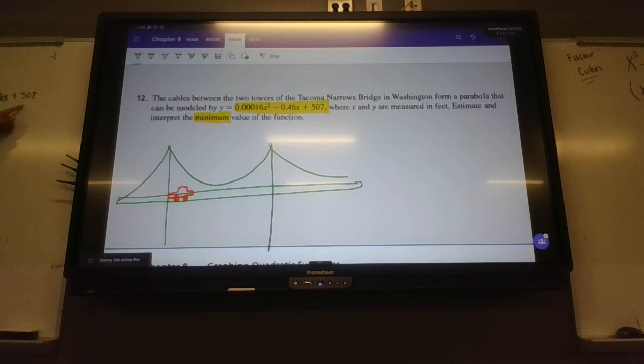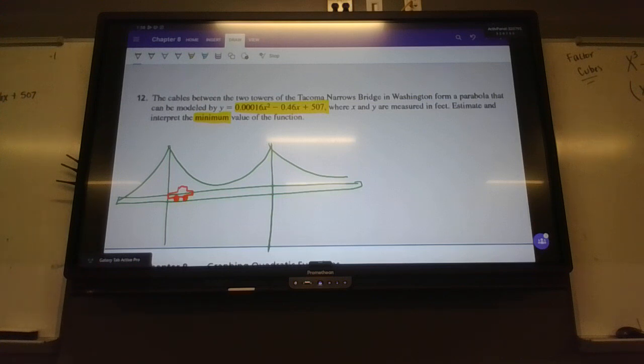Whoa, this means it starts 507 feet in the air. That's pretty tall. I'm gonna look this bridge up. How do we apply it? It's already there. The reason you can't see it, the y-intercept is 507. So you need to go all the way up.